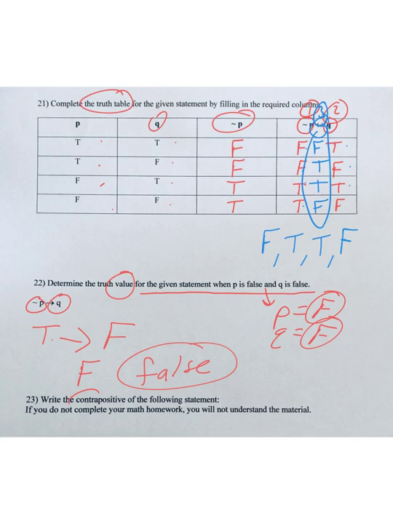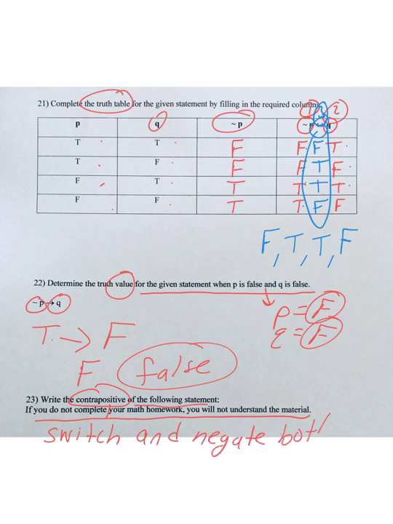23, write the contrapositive of the following statement. If you do not complete your math homework, you will not understand the material. Contrapositive gives you an equivalent statement to the original if-then sentence, and contrapositive means you're going to switch the order of the sentence and you're going to negate both sides. Feel free to write that memory trick down on your formula sheet. So switch and negate both sides.